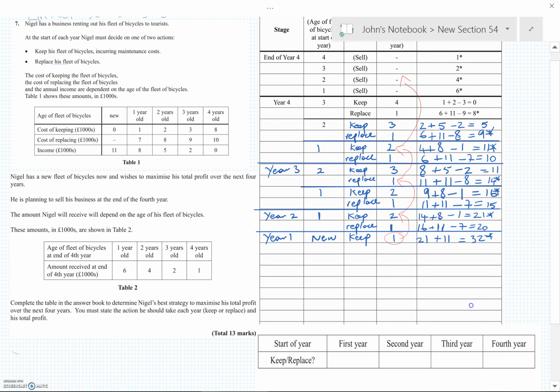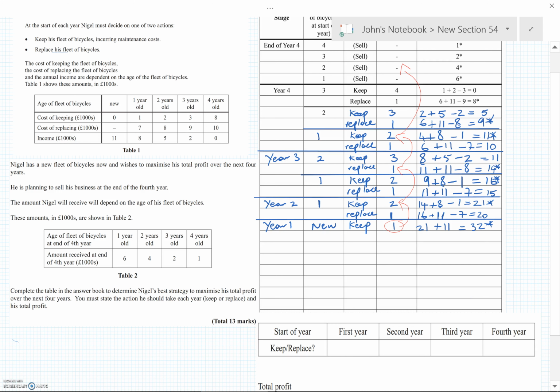that goes to there. Okay, so in the first year, we obviously keep them. In the second year, we obviously keep them. In the third year, we replace them. And in the fourth year, we choose to keep them. And that is it. And the final cost is this, which is £32,000. And that's the problem done.